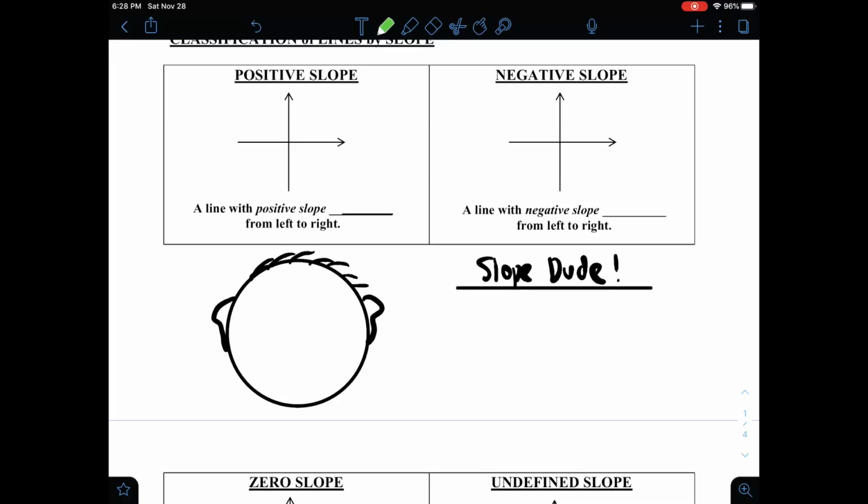So slope dude is a way to remember which kind of slopes are what. So you can have a slope that's going up from left to right, which is positive, down from left to right, which is negative, vertical, which is undefined, and horizontal, which is zero slope. And this is kind of a good way to remember it, all right?